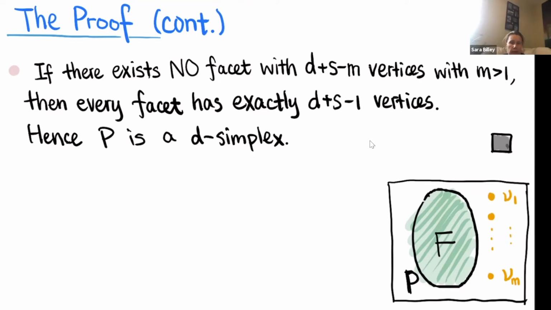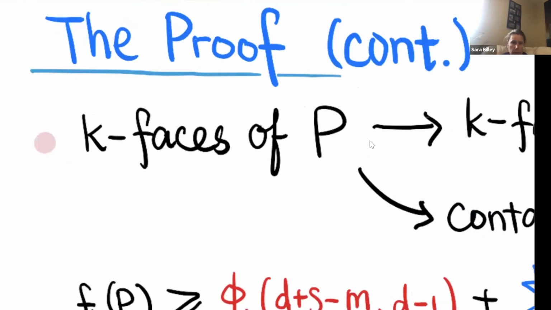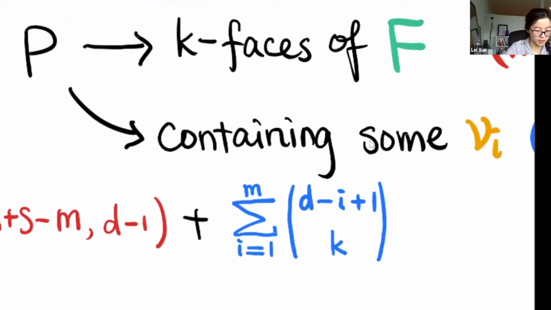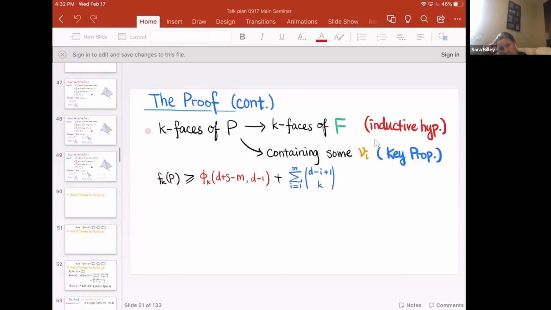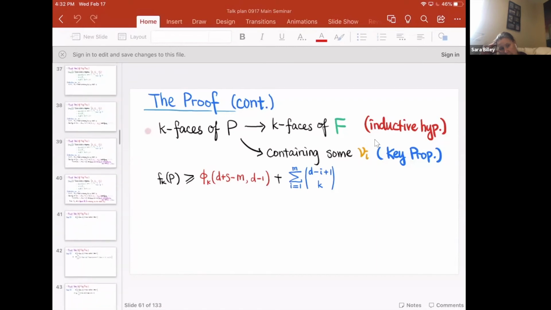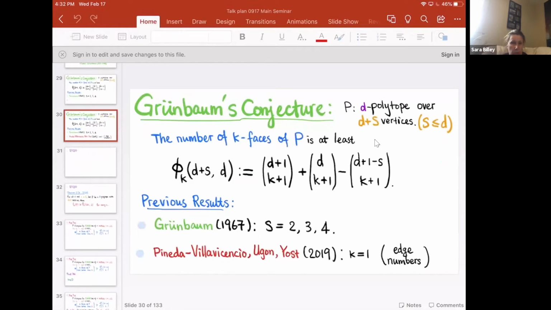Go back to the statement one more time, just in case anybody got lost in the steps of the proof. Oops, I didn't want to enlarge anything. Here. Great, thanks.